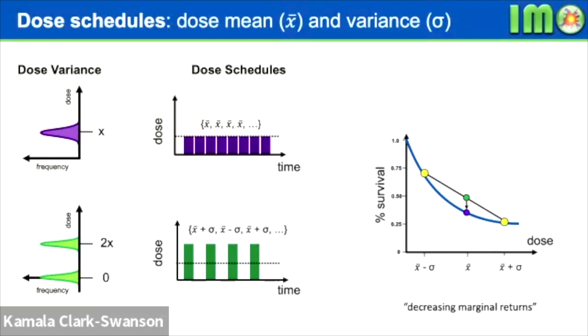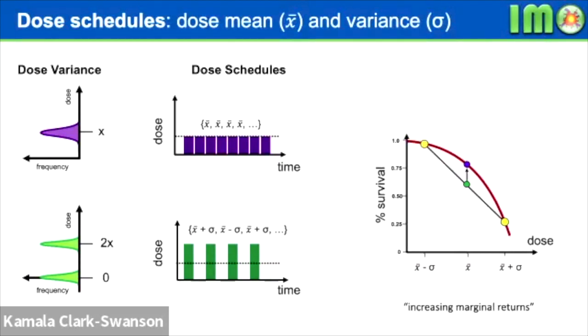So if the dose response curve is convex, it's curving downwards. If we want to minimize tumor, then we should use the purple dosing schedule. But the opposite might be true. We might have a dose response curve that looks like this. And in this case, the green treatment schedule would optimize tumor regression. So we can look at the curvature of our dose response curve and determine which of these two is optimal.